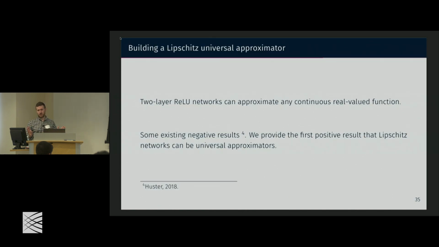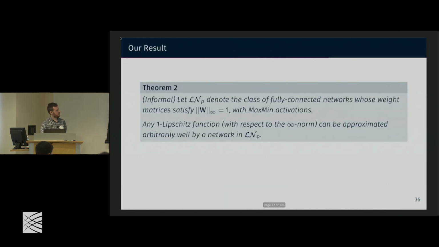So it turns out we're not the first to point out these sort of negative results. For example, there's a paper from Huster and others at Prospector Labs where they showed some negative results for infinity norm Lipschitz networks, but we do provide the first positive result, saying that we can find Lipschitz networks that are universal approximators. So what does that look like?